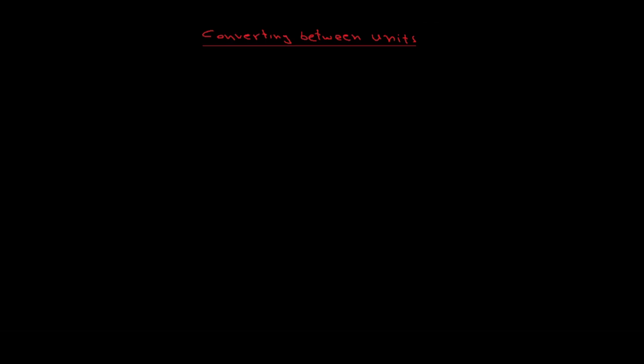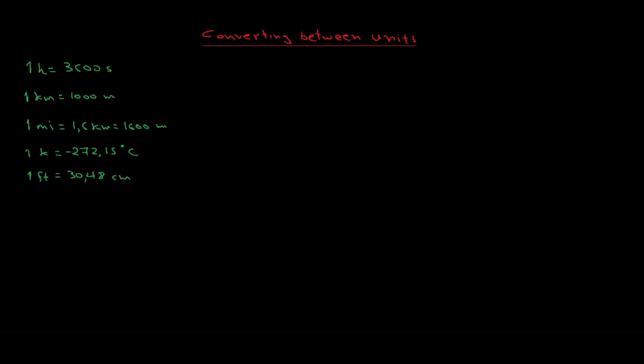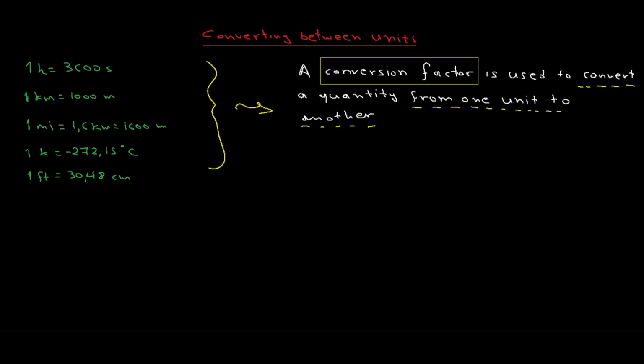And that brings us to unit conversion. We all know that 1 hour equals 3,600 seconds, 1 kilometer equals 1,000 meters, 1 mile equals 1.6 kilometers or 1,600 meters, 1 Kelvin equals minus 272.15 degrees Celsius, and 1 foot equals 30.48 centimeters. Therefore, a conversion factor is used to convert a quantity from one unit to another.